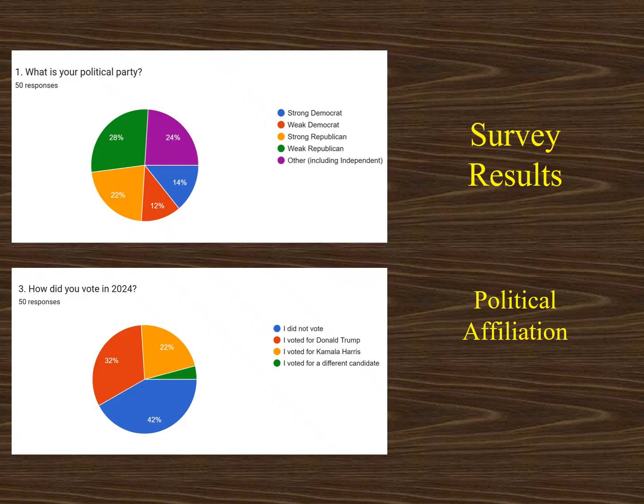So, do you remember that survey of your political views from the beginning of the semester? I've got a couple of results here, and I hope to show some additional ones over the course of this lecture. When we look at the political party that people are from, most people identify themselves as some sort of a Republican. And when you look at how people voted in 2024, while most people didn't vote in 2024, most who took the survey voted for Donald Trump over Kamala Harris.